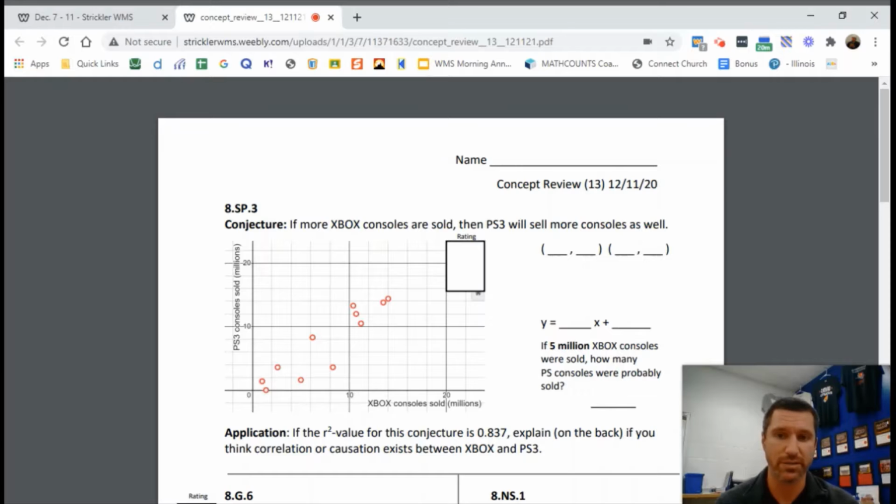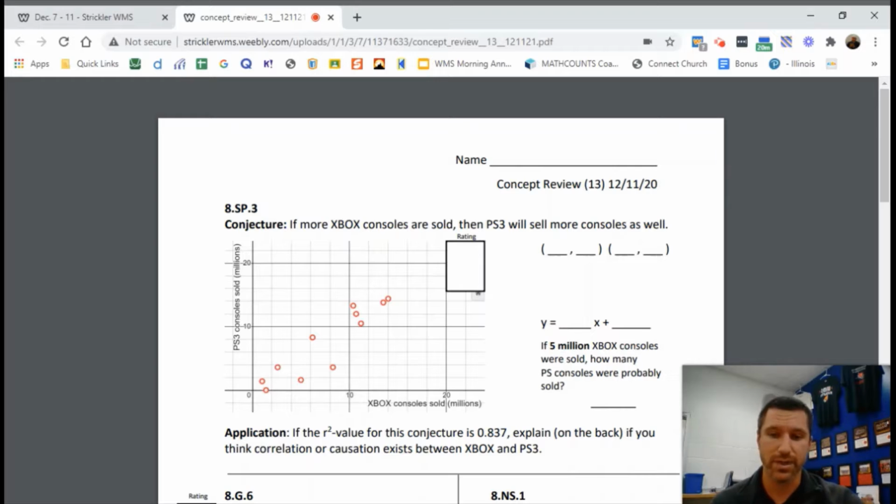Conjecture: if more Xbox consoles are sold, then PlayStation 3 will sell more consoles as well. I have 10 years worth of data on a scatter plot. They had to draw the line of best fit, come up with the equation of that line, the slope and y-intercept, and answer an application question. If 5 million Xbox consoles were sold, how many PlayStation consoles would be sold also?